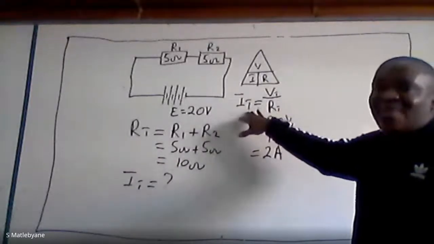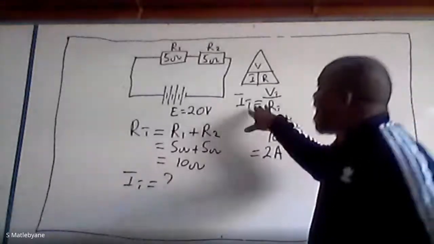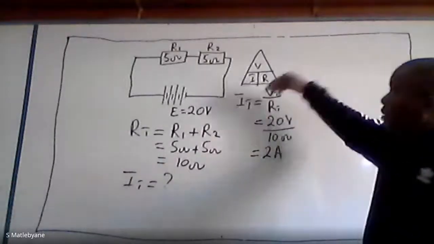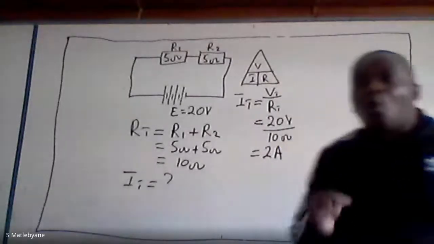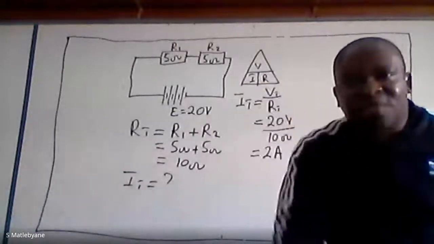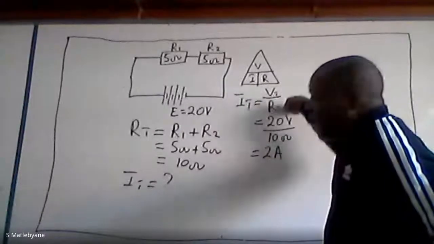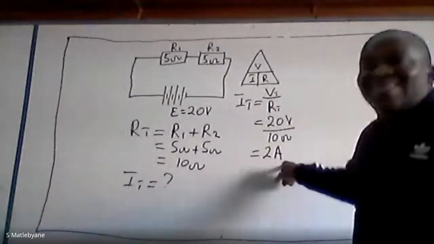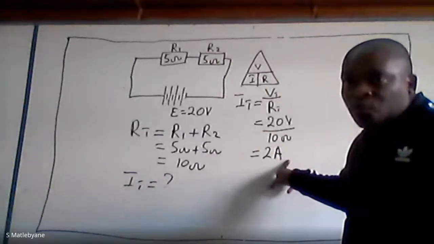When we say IT, we are talking about the total current of the circuit. Then remember I equals V divided by R. But because we are calculating the total current, it means that we must also use the total voltage and the total resistance in order for us to get the total current as the correct value.